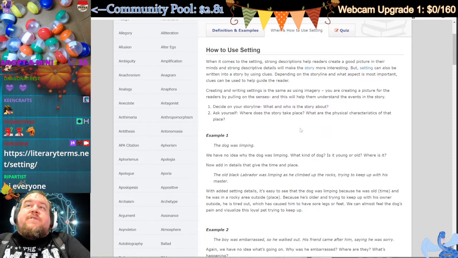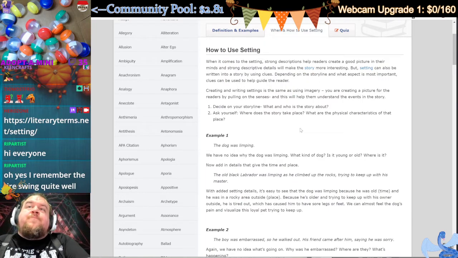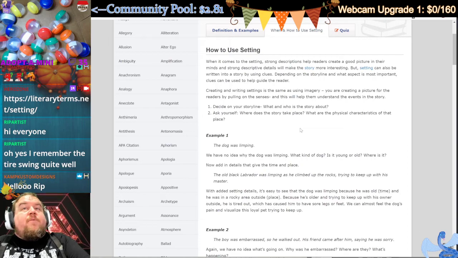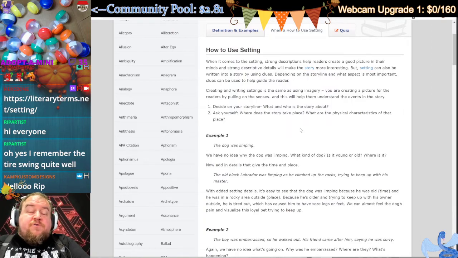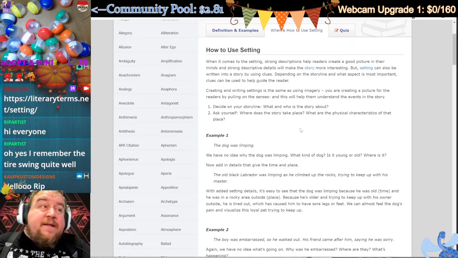When it comes to the setting, strong descriptions help readers create a good picture in their minds, and strong descriptive details will make the story more interesting. But setting can also be written into a story by using clues. Depending on the storyline and what aspect is most important, clues can be used to help guide the reader. Creating and writing settings is the same as using imagery. You are creating a picture for the readers by pulling on the senses, and this will help them understand the events of the story. So, decide on your storyline, what and who is the story about. Done? Ask yourself, where does the story take place? What are the physical characteristics? And we're going to be working on that a lot tonight.